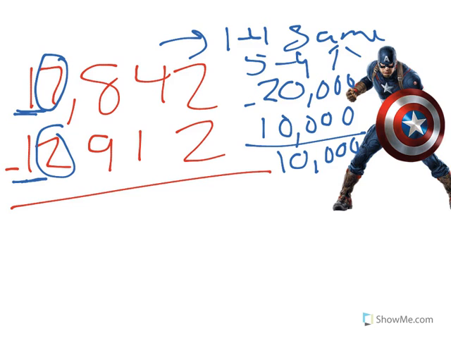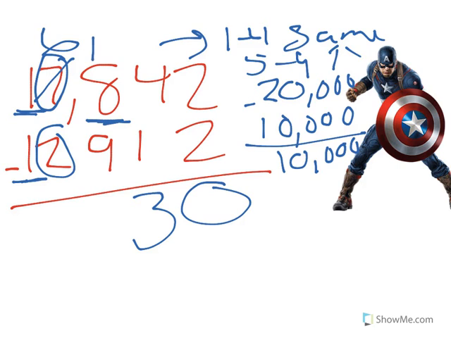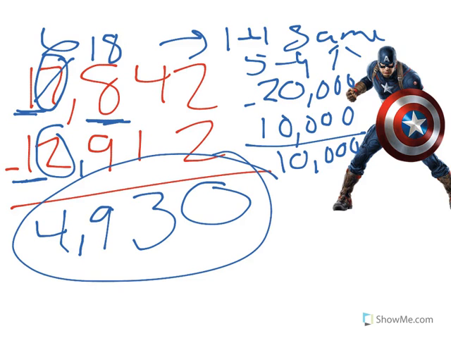So 2 minus 2 is 0. 4 minus 1 is 3. 8 minus 9. This number right here is smaller, so I have to come over to this 7, make it a 6, and add 10 to this 8 and make it an 18. So 18 minus 9 is 9. Got to bring my comma down. 6 minus 2 is 4, and 1 minus 1 is 0. So I've got 4,930.